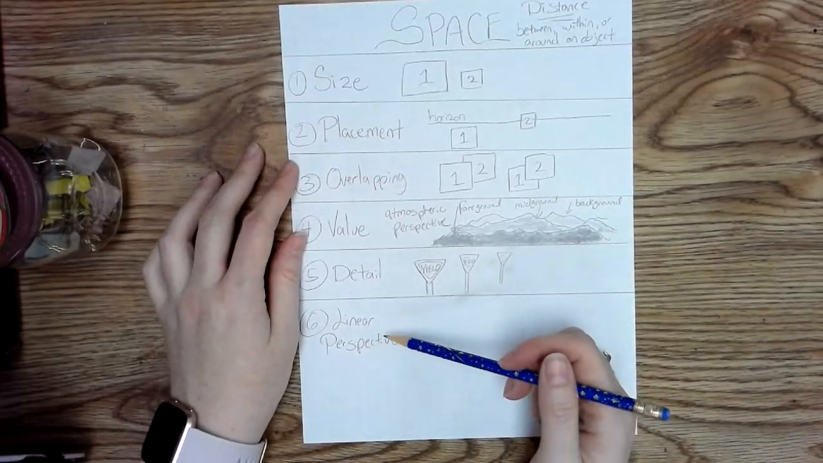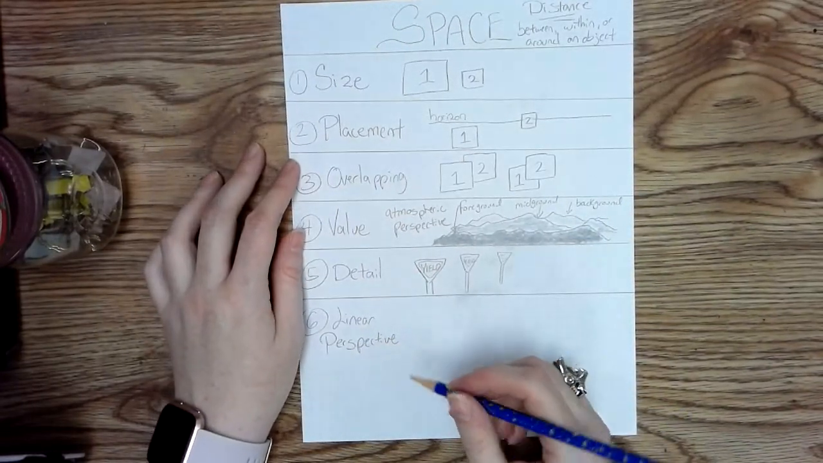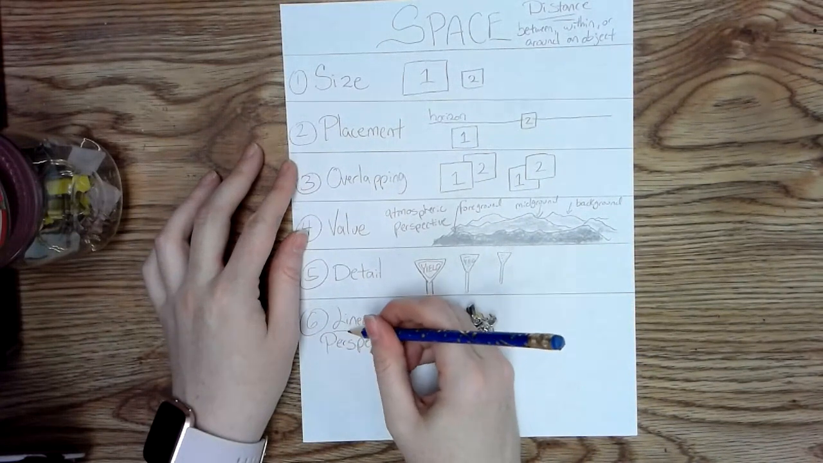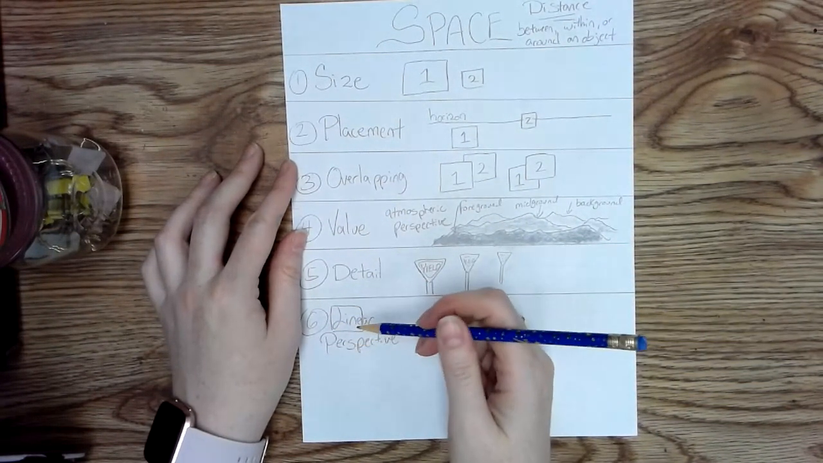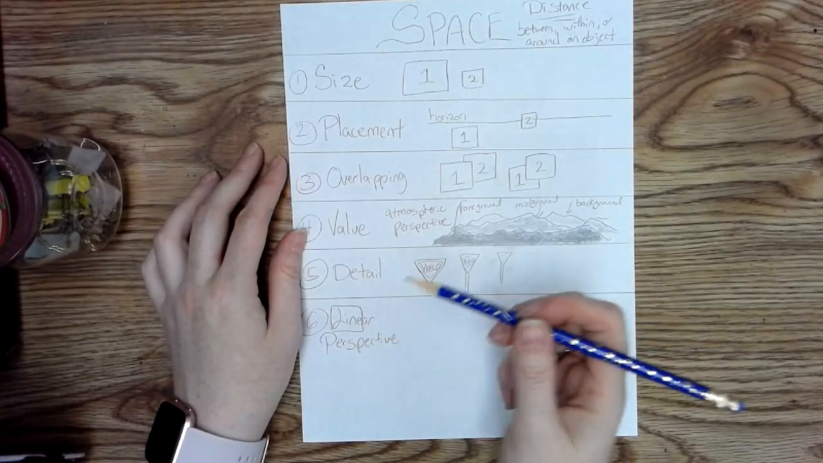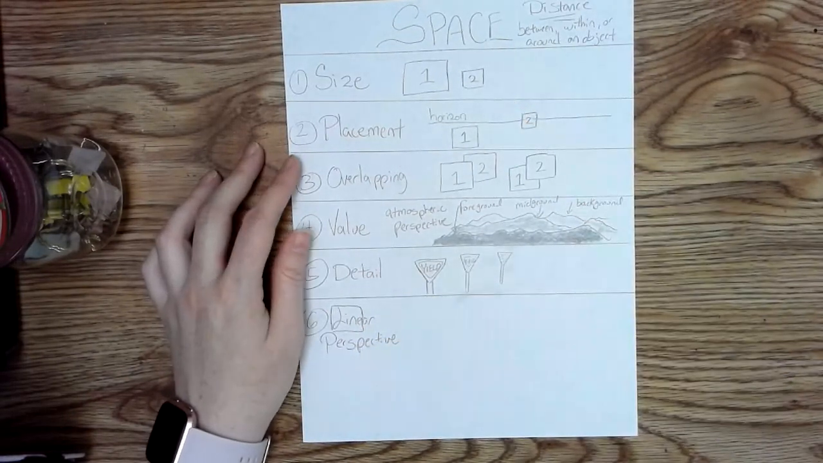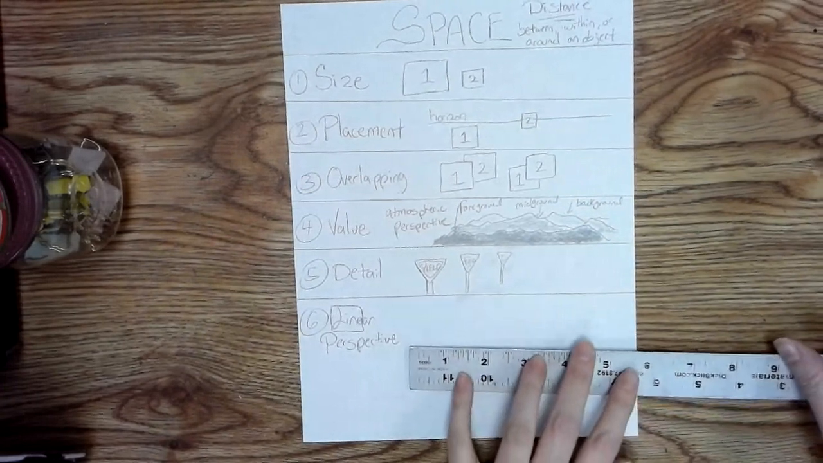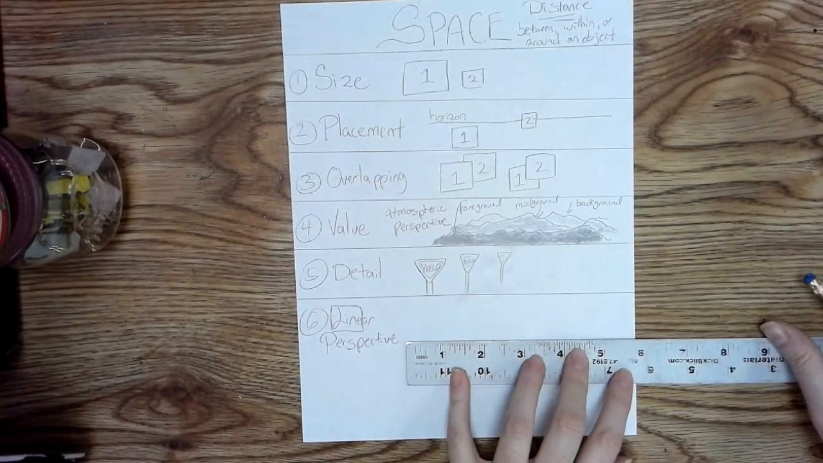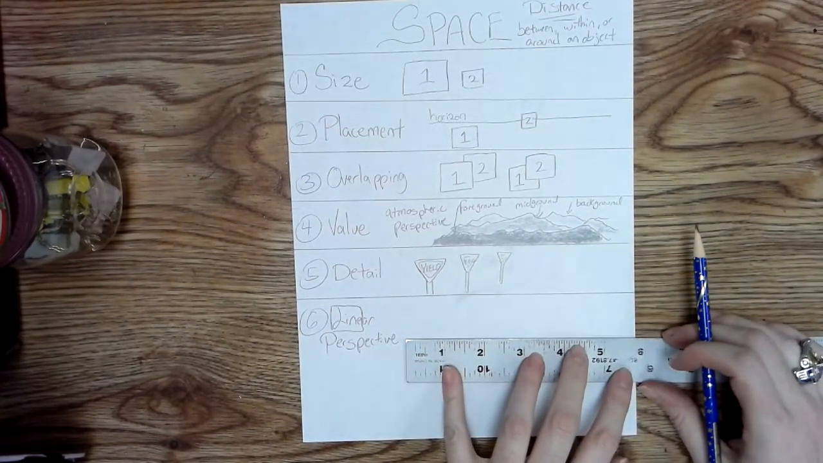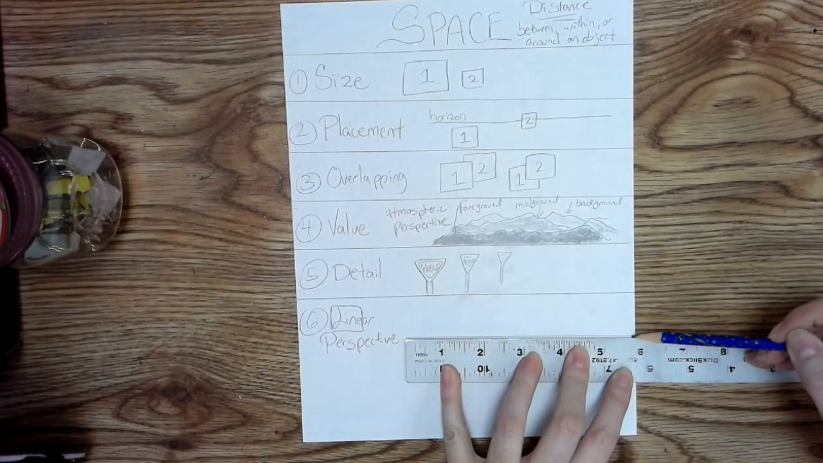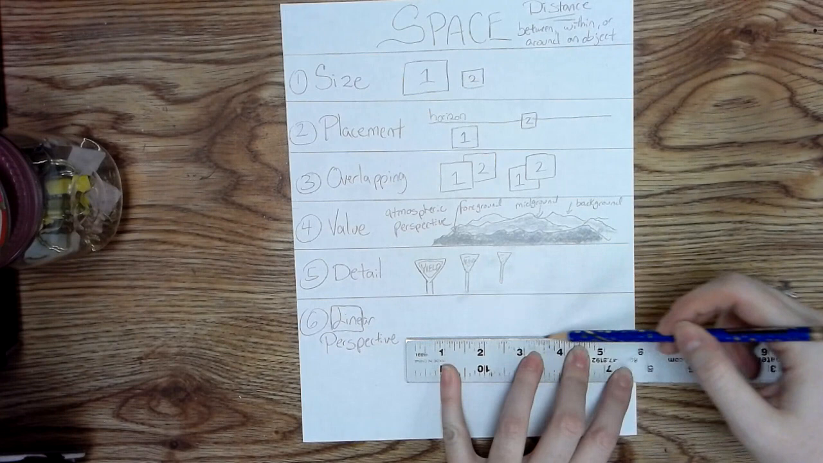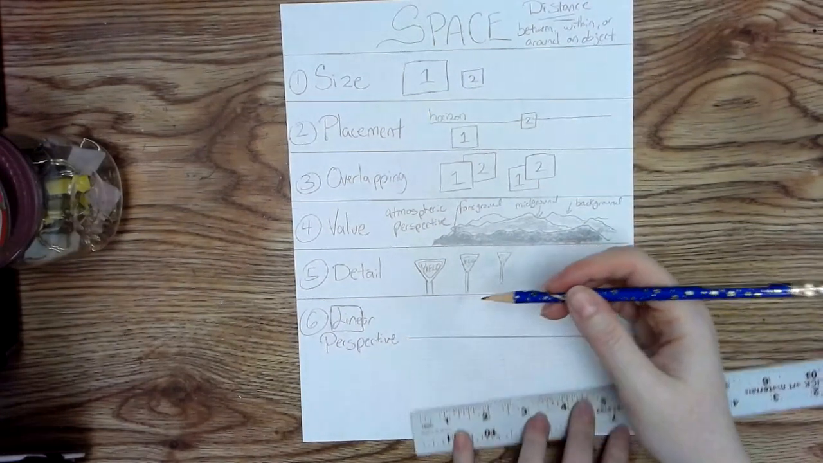Now, our last one here, linear perspective, is a little bit more tricky. Now, you may notice the line part of linear perspective. That's because it uses lines to make the illusion of space. This is a mathematical way of creating an illusion of objects receding into the distance. It really kind of helps you make it look like there's a lot of space in your picture.